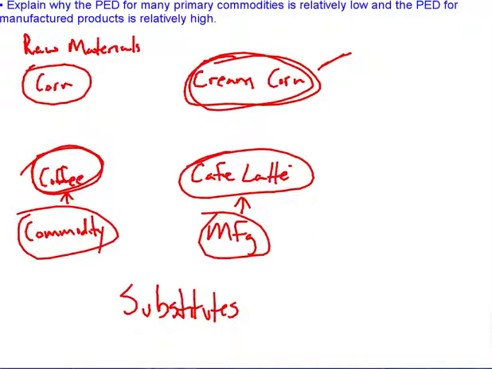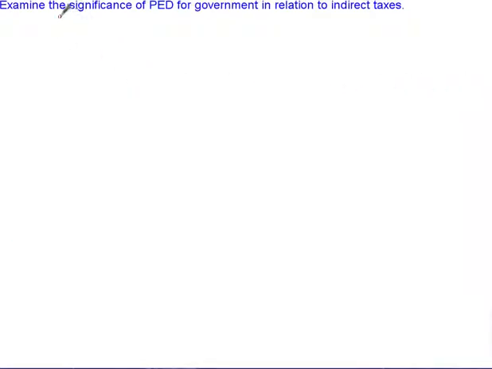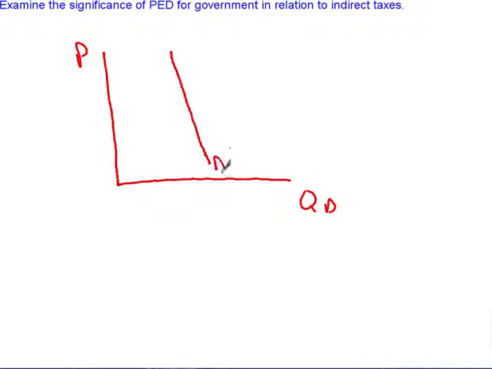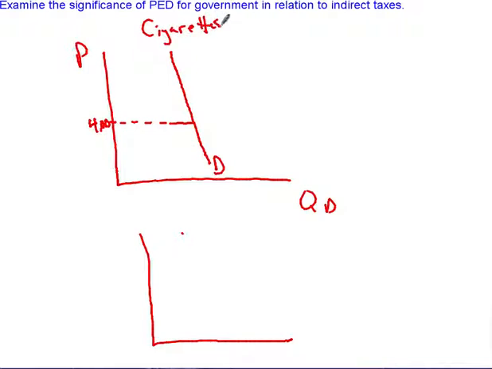Alrighty, almost done. And then I'm going to go back and make one more point. So look at this one real quick. The significance of price elasticity of demand in relation to indirect taxes. All right, so let's look at two products. Let's take cigarettes. Let's say that the price of a pack of cigarettes is $4. And then let's look at Frosted Flakes. There's quantity demanded, price.